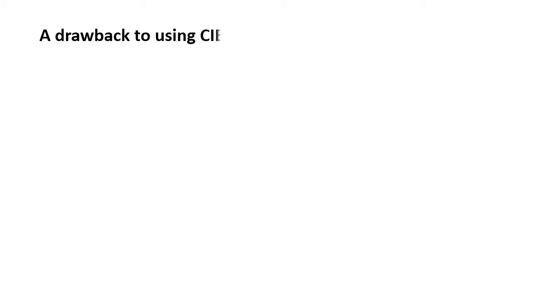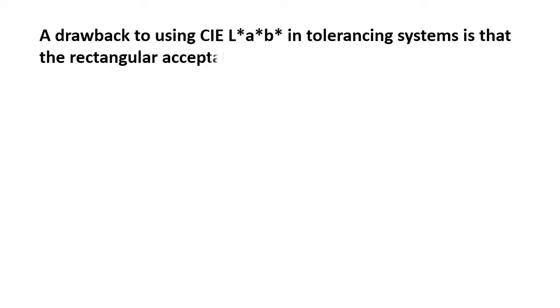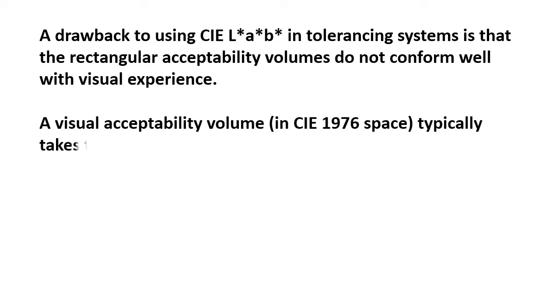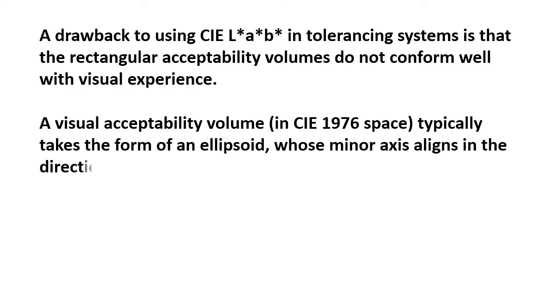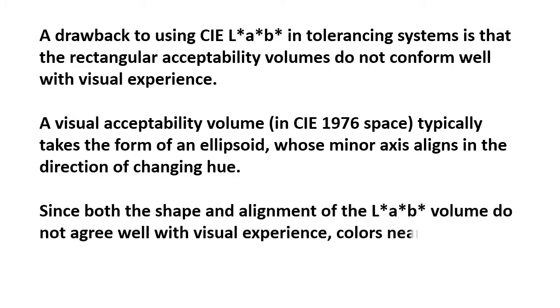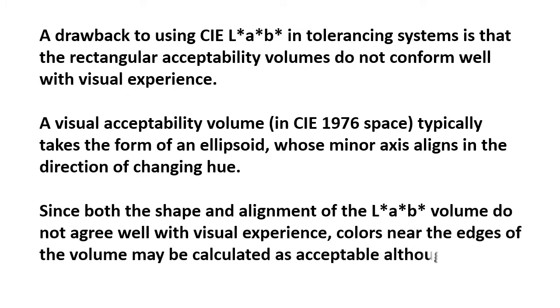The drawback to using CIELAB in tolerancing systems is that the rectangular acceptability volumes do not conform well with visual experience. The visual acceptability volume in CIE 1976 space typically takes the form of an ellipsoid, whose minor axis aligns in the direction of changing hue. Since both the shape and alignment of the LAB volume do not agree well with visual experience, colors near the edges of the volume may be calculated as acceptable although visually judged unacceptable.